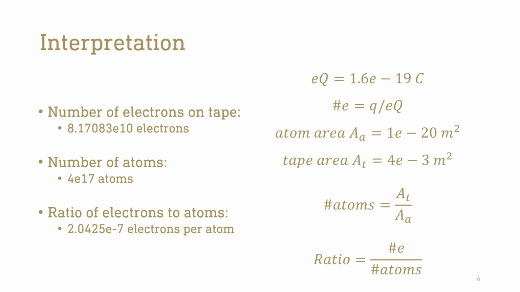Using this result, the total number of missing electrons on the tape was calculated. Dividing the total charge on the tape by the charge of a single electron, it was found that around 8.17 times 10 to the 10 electrons were no longer on the tape.